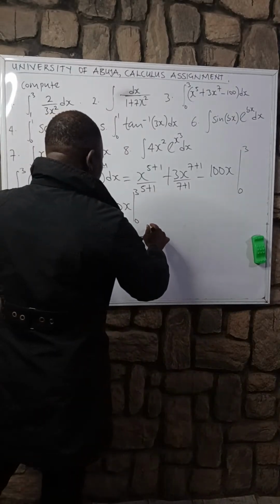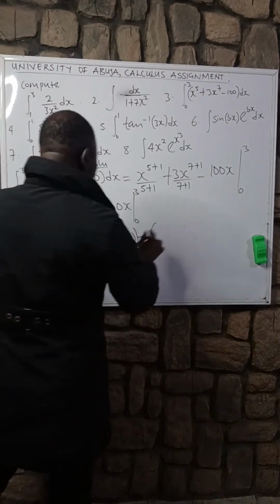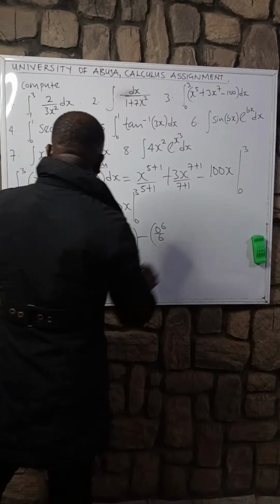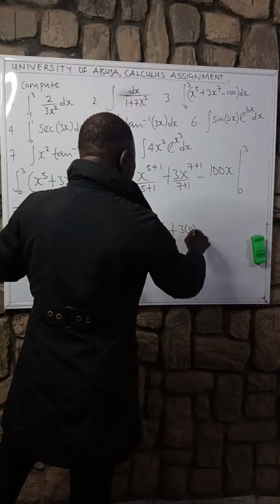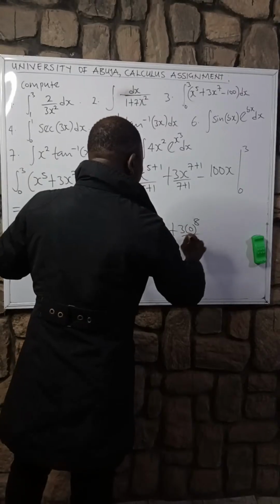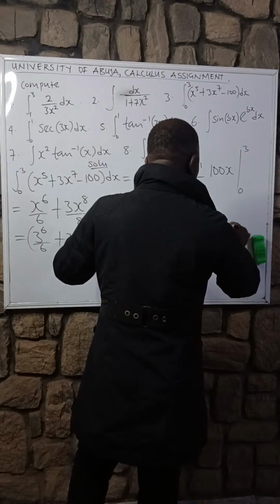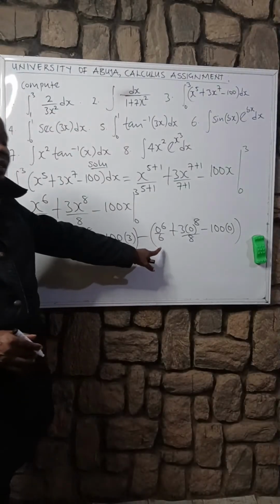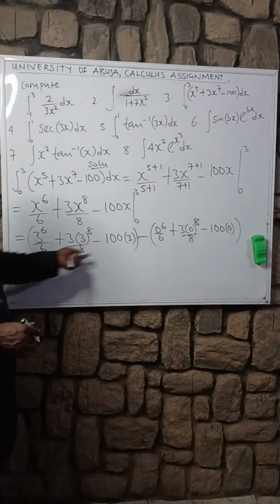So okay, let's do it this way. Let's put it in a bracket. X is here 0. 0 raised to the power 6 all over 6, then plus 3 open bracket 0 raised to the power 8 all over 8, then minus 100 times 0. You can see that the whole of this is 0. So what we are after is this.